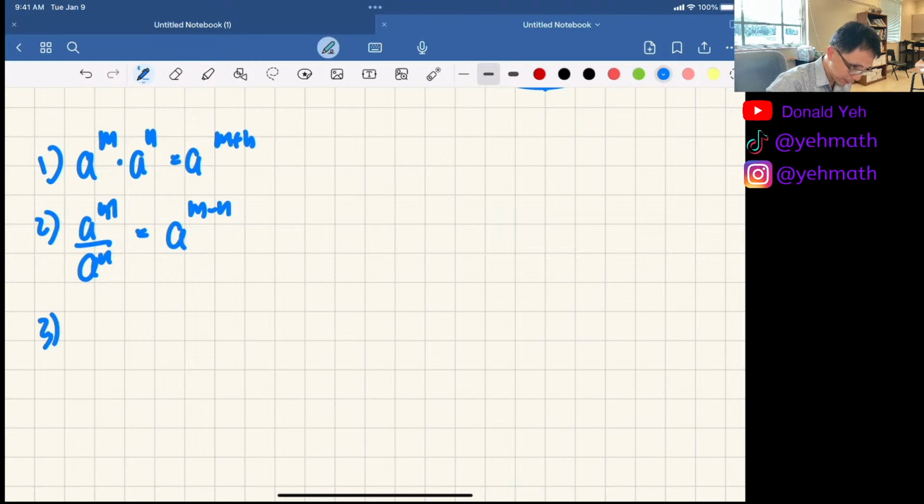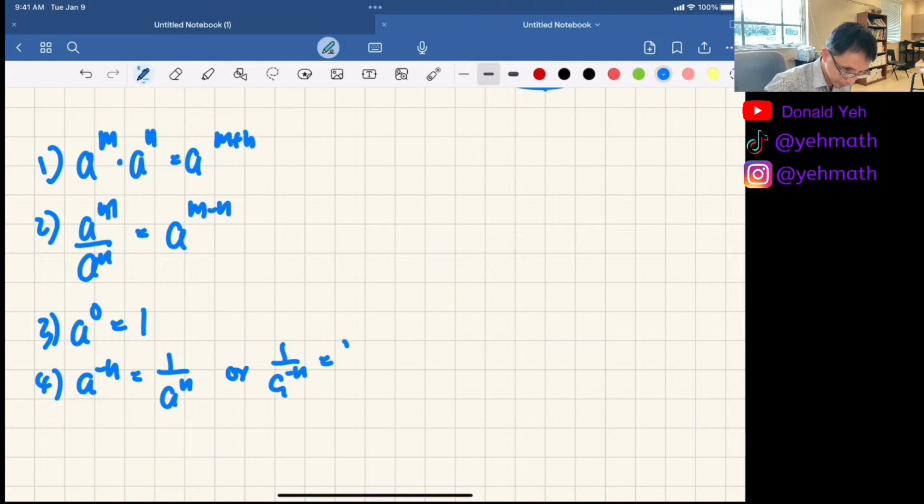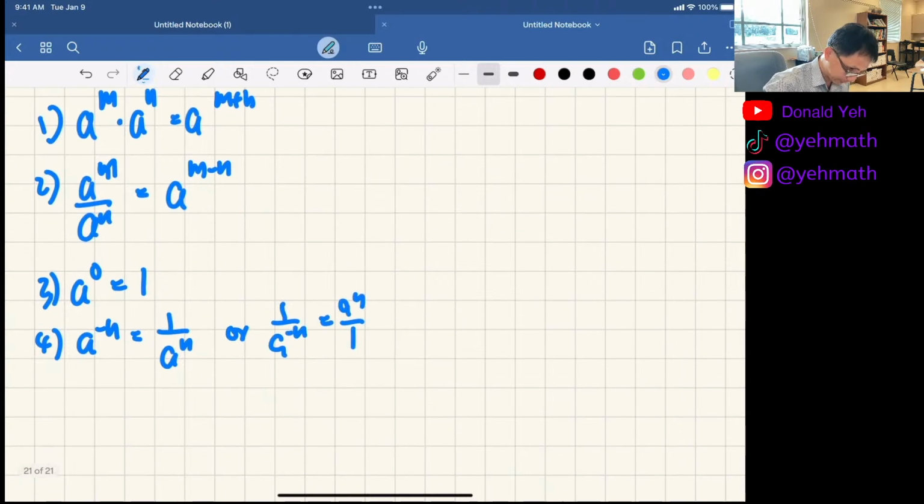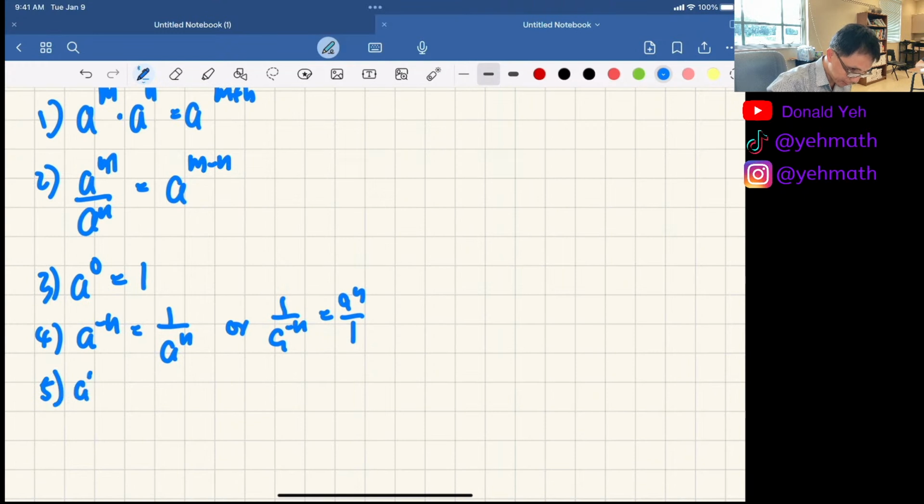The third rule says anything to the 0 power is 1. The fourth rule says a to the negative n equals 1 over a to the n, or 1 over a to the negative n equals a to the n over 1. The fifth rule says a to the m to the n equals a to the m times n.